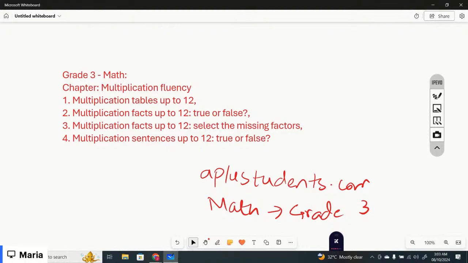We're going to start with the chapter multiplication fluency. The lessons we're going to cover today are multiplication tables up to 12, multiplication facts up to 12 true or false, multiplication facts up to 12 select the missing factors, multiplication sentences up to 12 true or false. So please make sure you have your notebook and pencil so that you can note down the important examples and definitions as well.